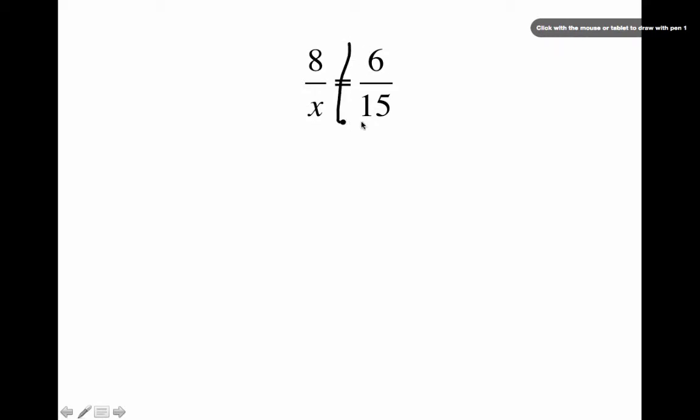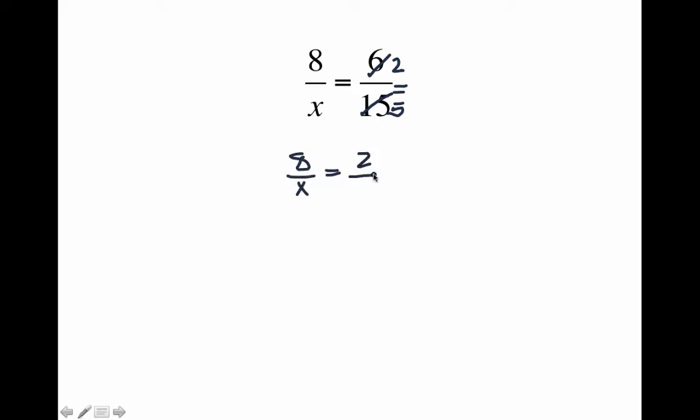First thing we do, 6 over 15. Let's simplify that. They both have a factor of 3, so I'm going to call this 2 and this 5. So I have this proportion right now, 8 over x equals 2 over 5. Okay, when you cross multiply, you would say 8 times 5 and 2 times x.